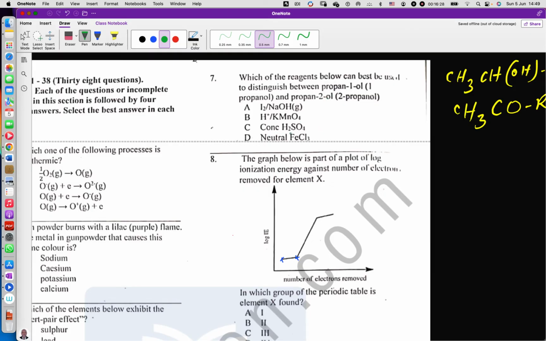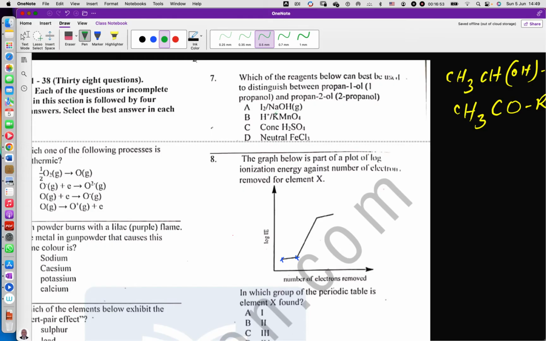Concentrated sulfuric acid, we will only use it for dehydration. And acidified potassium manganate(VII), we will only use it for oxidation. All of them will undergo oxidation. But A, which is alkaline aqueous iodine, alkaline aqueous iodine.